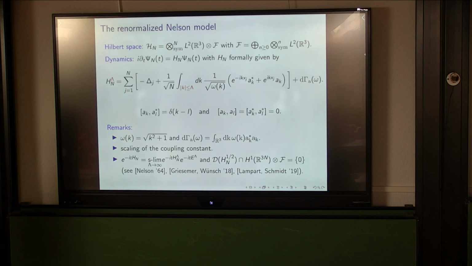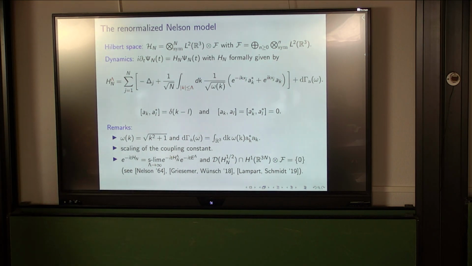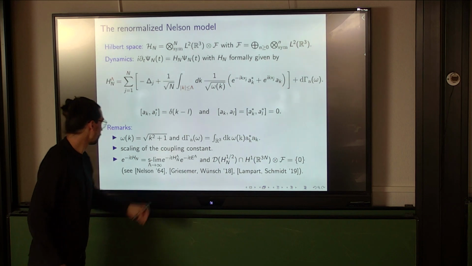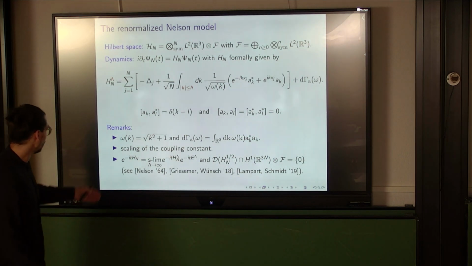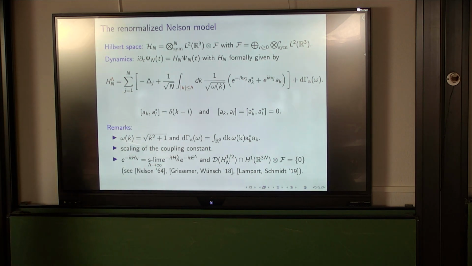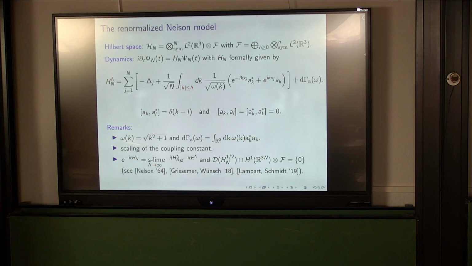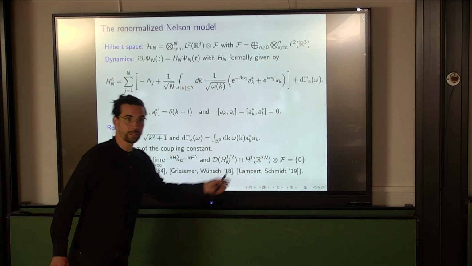But there is a renormalization procedure due to Nelson. Namely, one can consider this Hamiltonian with a cutoff parameter, and then one can subtract a lambda-dependent constant and obtain a self-adjoint operator whose time evolution converges to the time evolution of the cutoff Hamiltonian with the constant subtracted. This has been done by Nelson, and later there has been information obtained about the form domain of this renormalized Nelson Hamiltonian by Griesemer and Wünsch, and by other techniques by Lampert and Schmidt.